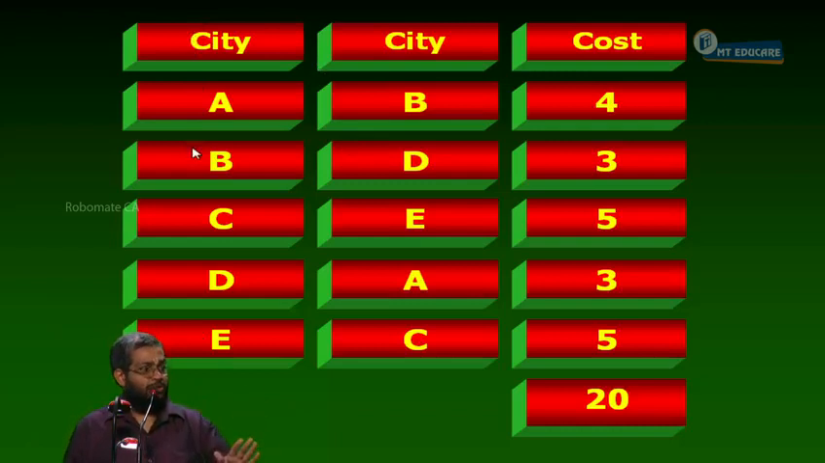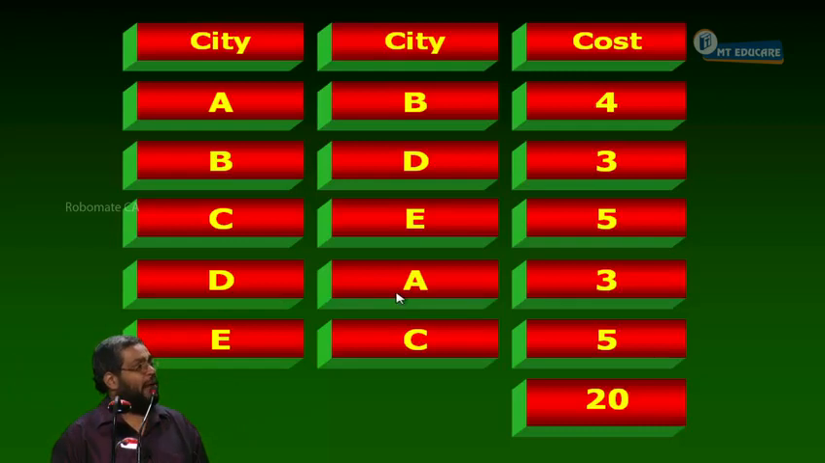This is not the solution I want. In the first observation, this is not the solution I want. I'll tell you why. Please listen here. All of you carefully follow what I am saying. I am now standing in which city? A. From A, I walk to which city? B. Now I am in B. From B, I go to which city? D. From D, I come back to what city? A. So A to B, B to D, D to A have formed a loop without visiting C and E. Yes or no? Yes, sir.